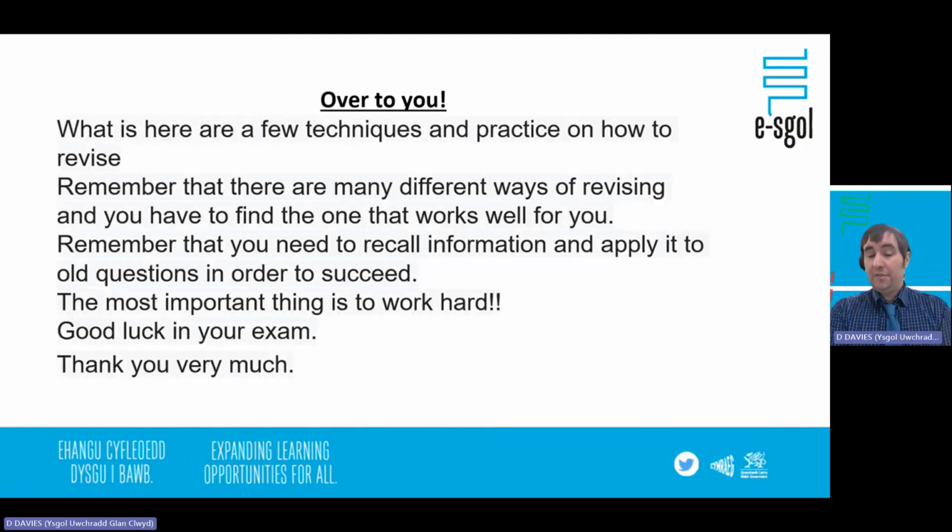Right, so just a few techniques there for you. Remember there are many different ways of revising, and if you have one that works well, stick to that by all means. Remember you need to recall information. You need that information at the tips of your fingers, and you need to apply it to old questions in order to succeed. So remember to work hard, and all the very best in your exams. Goodbye.